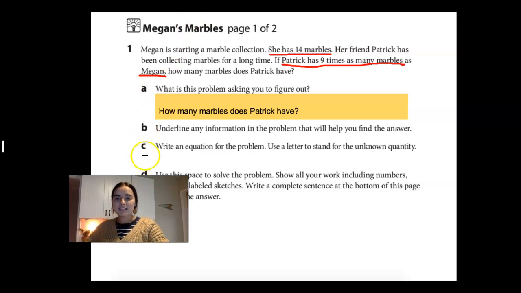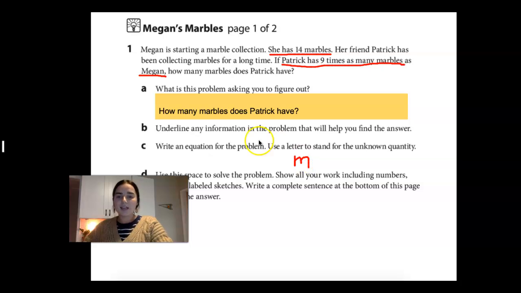Now let's go down to C. C says write an equation for the problem. Use a letter to stand for the unknown quantity. Quantity is the same thing as a number. And the unknown quantity is how many marbles that Patrick has. We don't know that yet. That's the thing that we need to figure out. So it says use a letter to stand for that. I'm going to use M because it stands for marbles.